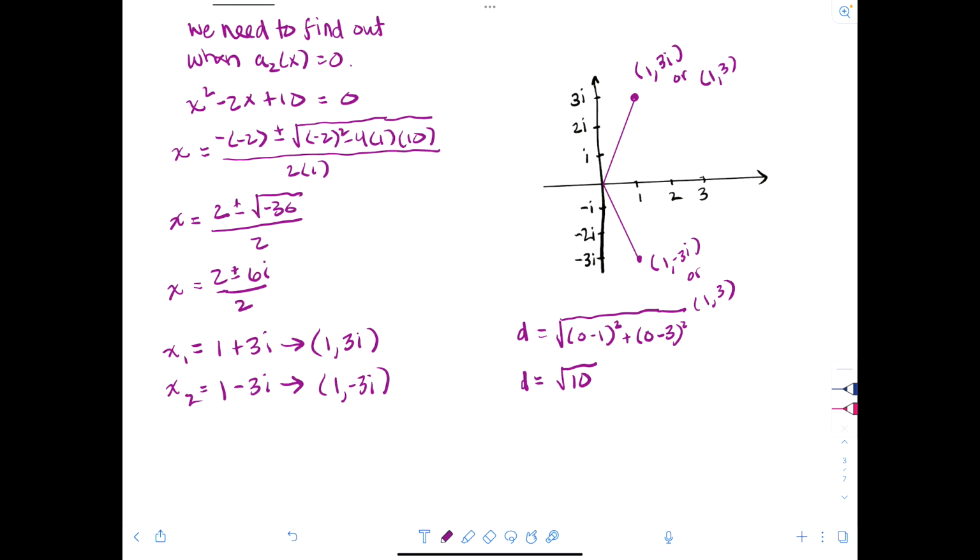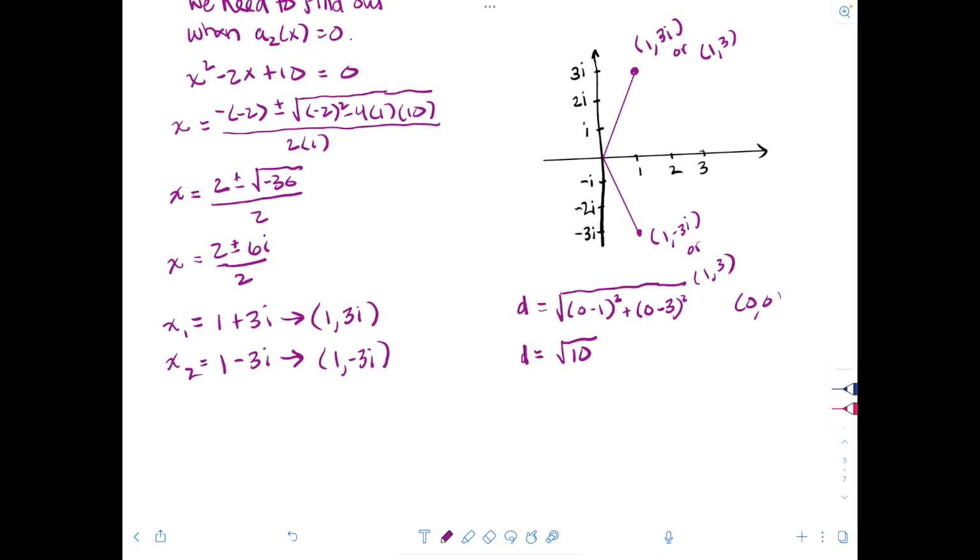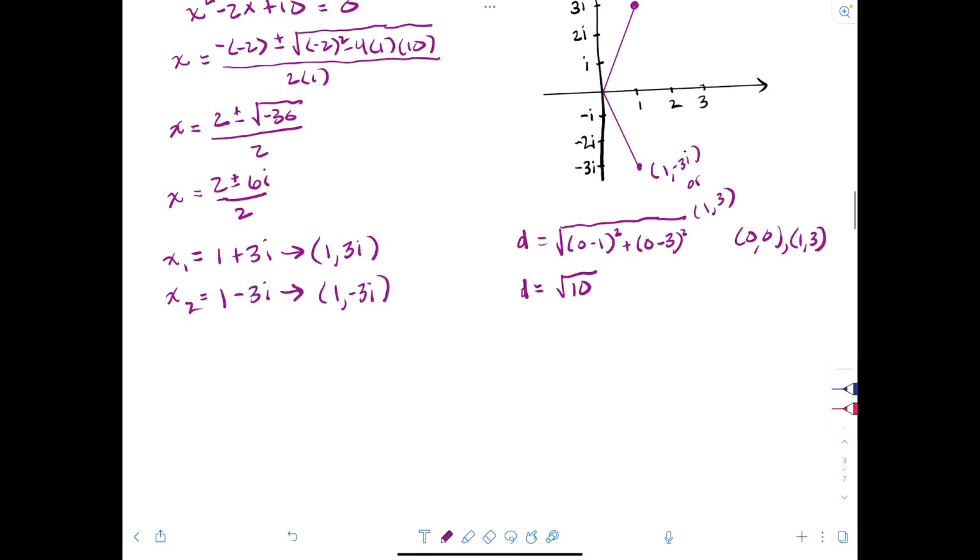And so what does that mean? Again, we use the points 0, 0 and 1, 3, keeping it non-complex. And so that means that the absolute value of x minus x0, which is 0, has to be less than root 10, which is absolute x must be less than root 10. And so r is equal to root 10. Groovy?